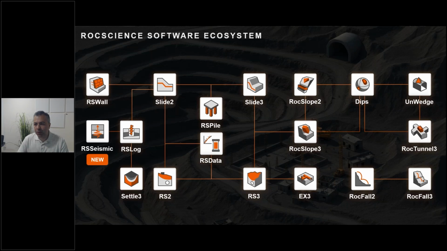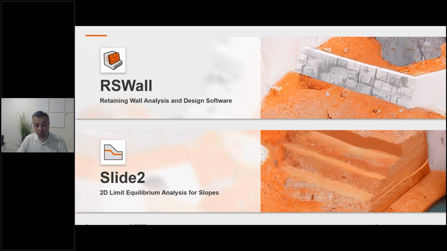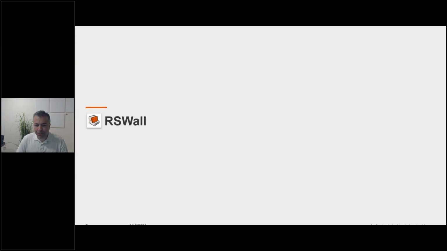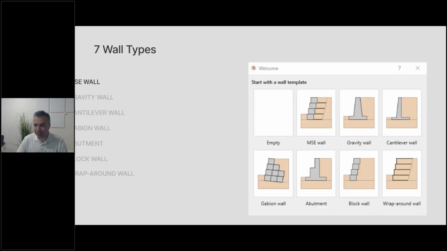Today I'm going to talk about two of these products that are integrated, which are RSWall, for retaining wall analysis and design, and Slide 2, which is a 2D limit equilibrium analysis for slopes. Before I pass the presentation to Ali, there is a quick video about the features that we have in RSWall.